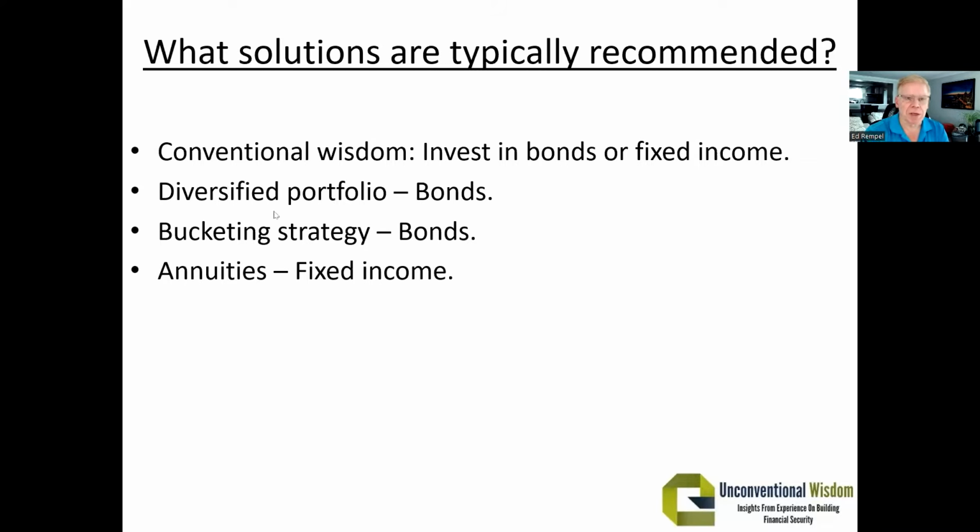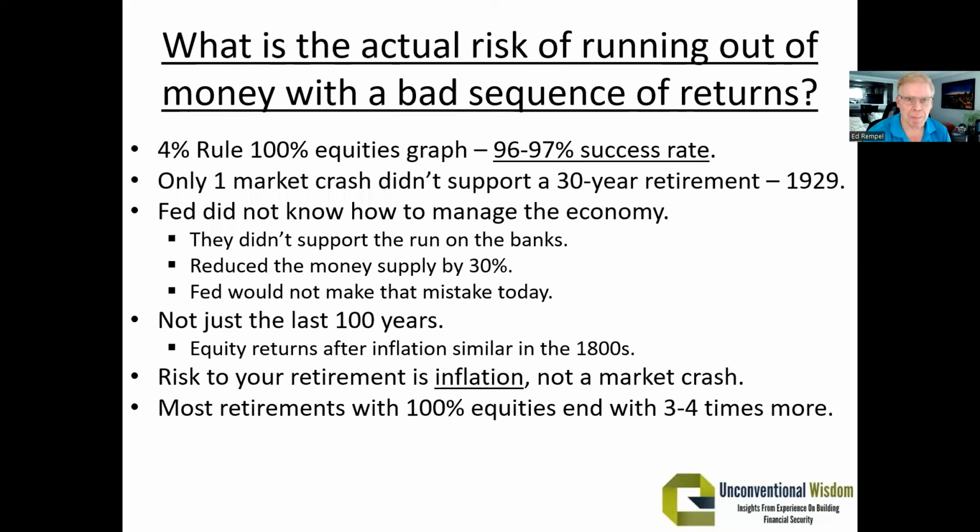They'll say your answer is a diversified portfolio, which is code for have a bunch of bonds. Or a bucketing strategy, where you have some bonds, some stocks, some different things, and you withdraw from different buckets. Again, it's code for you've got to have some bonds. Or they'll say you need some annuities, which are really another form of very long-term bonds, basically fixed income. So the solution always seems to be just to add fixed income.